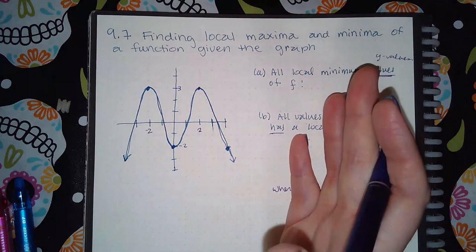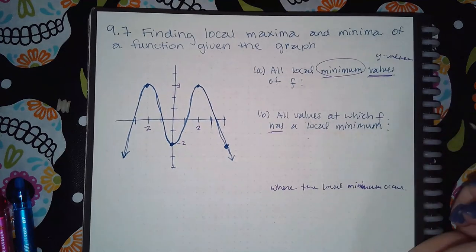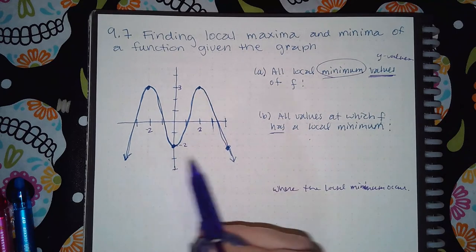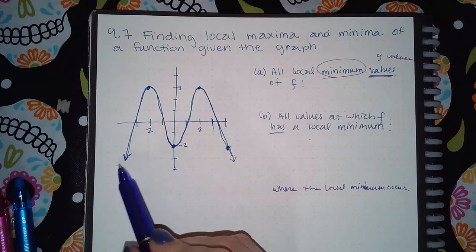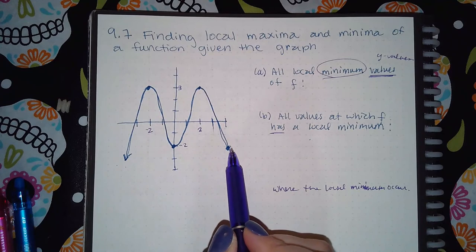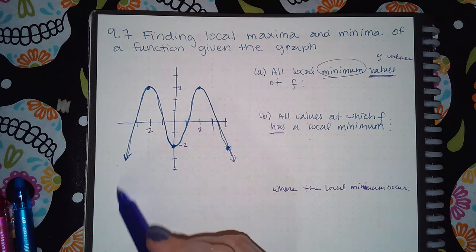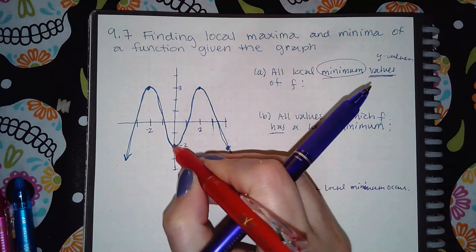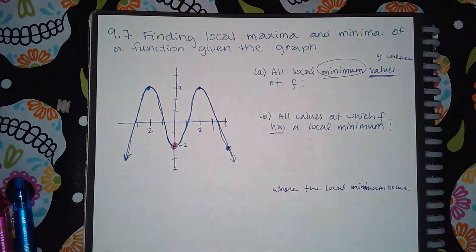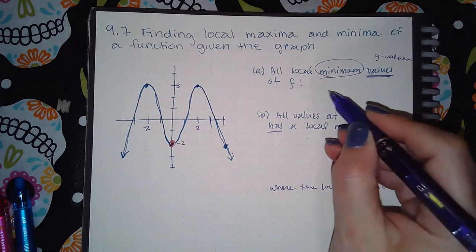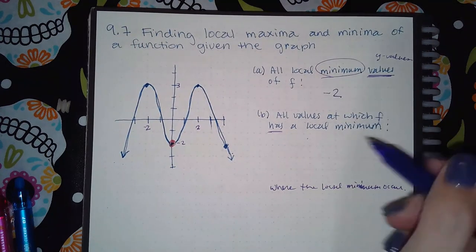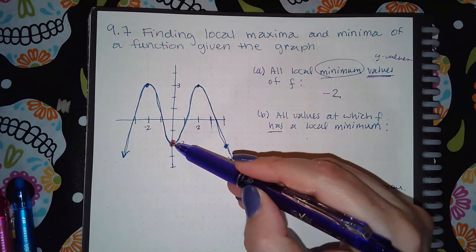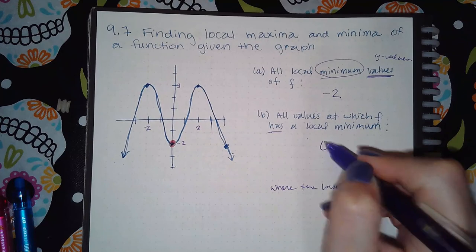But this one doesn't ask me that. It's asking me about the minimum. So it says, what is the minimum value of f? And because this has arrows, that does not mean these are not going to give us minimums, because they just go down forever. So the only minimum I actually have is going to be this point here. And what is that y value? It's -2. And where does that y value of -2 occur? This guy occurs at the x value of 0.